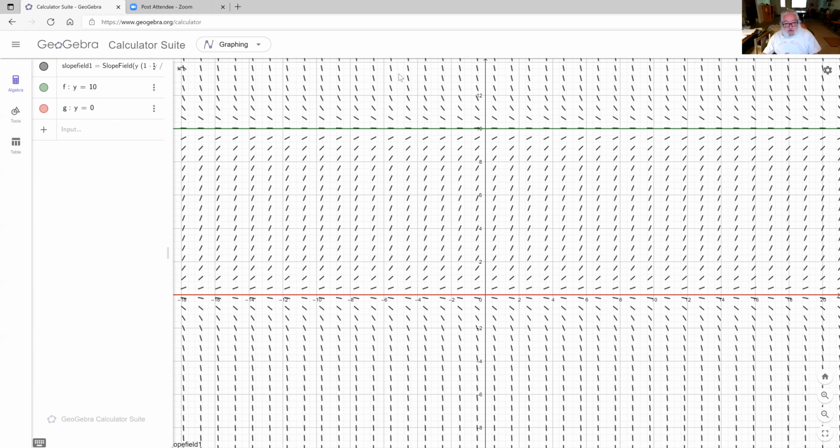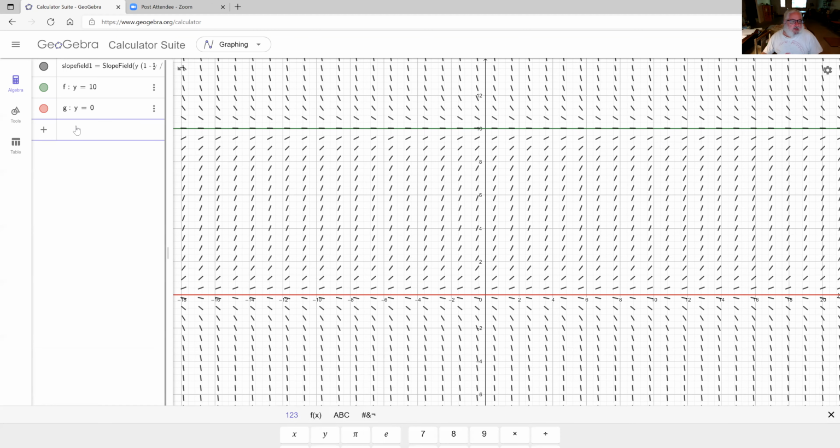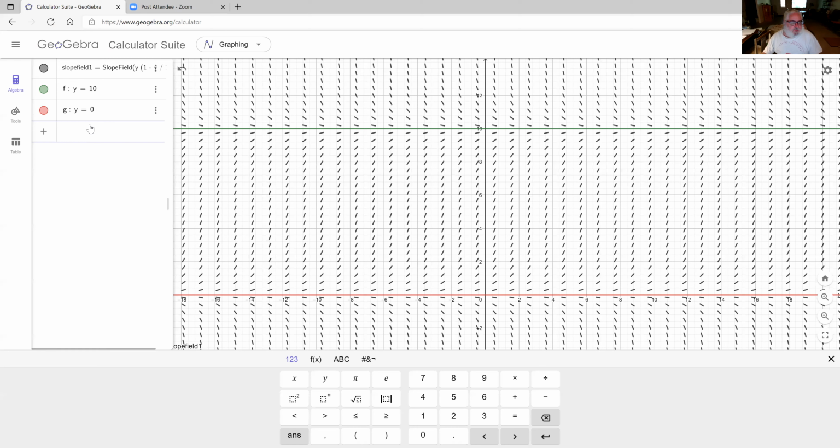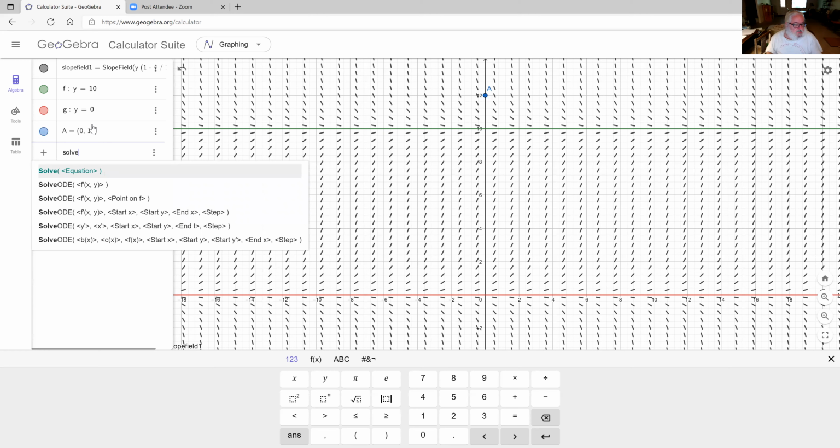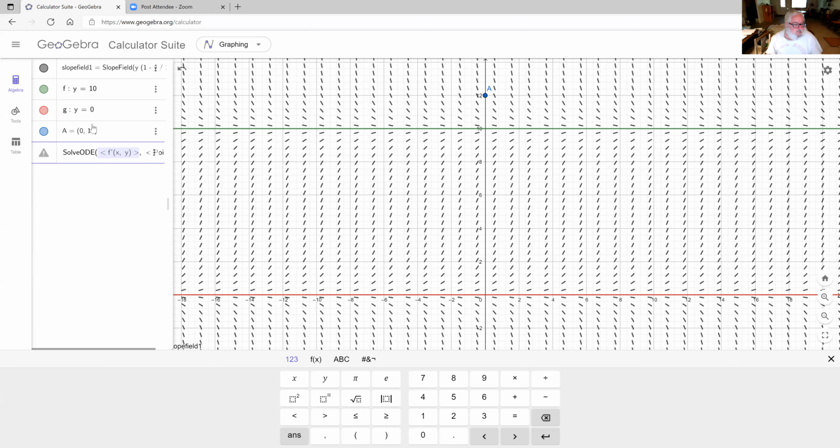You can see everything above y equals 10 is going to come down. Everything between is going to rise up to y equals 10. Everything below goes down. So what does the solution curve that goes through the point 0, 12 look like? Well, again, solve ODE by specifying a particular point.